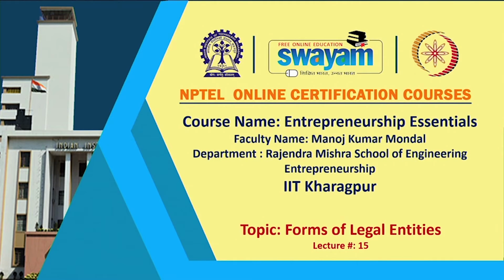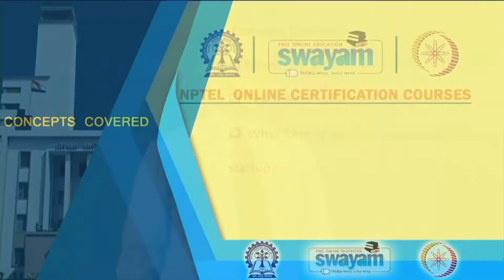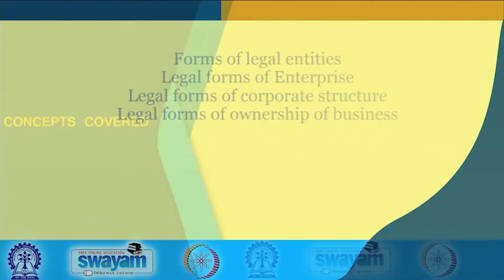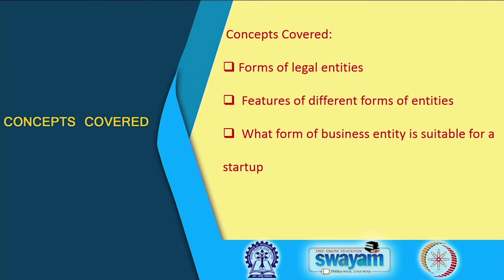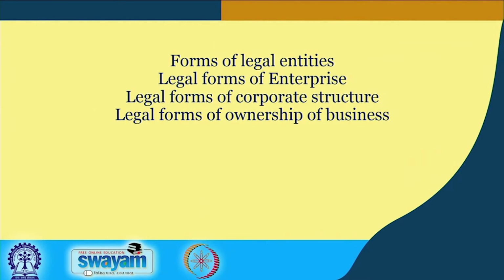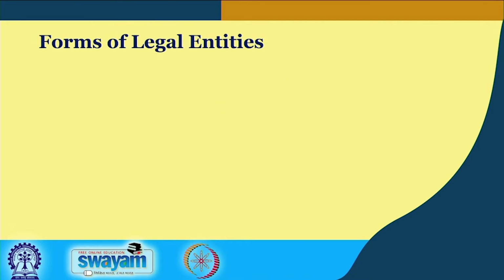Our topic today is forms of legal entities, or legal forms of business. In this session, we are going to cover the different types of legal forms of businesses, their advantages and disadvantages, and finally, we will talk about what kind of form is suitable for a startup company, given its various features. This topic can be called by different names, like forms of legal entities, legal forms of business, etc.